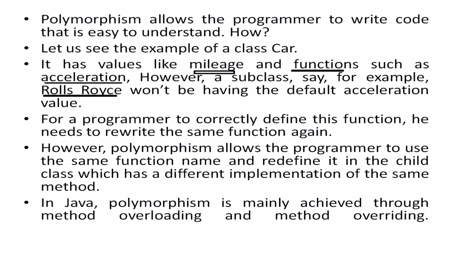For a programmer to correctly define this function, he needs to rewrite the same function again. However, polymorphism allows the program to use the same function name and redefine it in the child class, which gives a different implementation of the same method. In Java, polymorphism is mainly achieved through method overloading and method overriding.